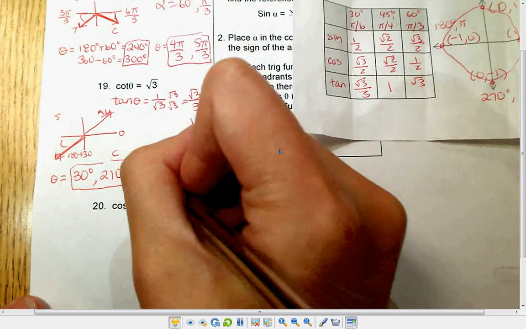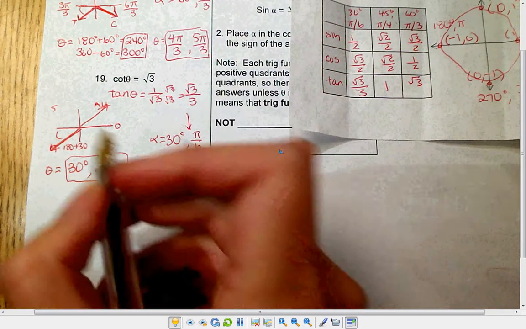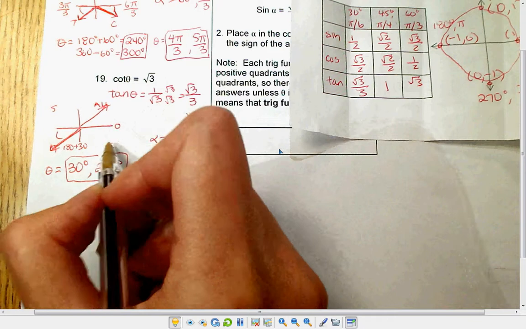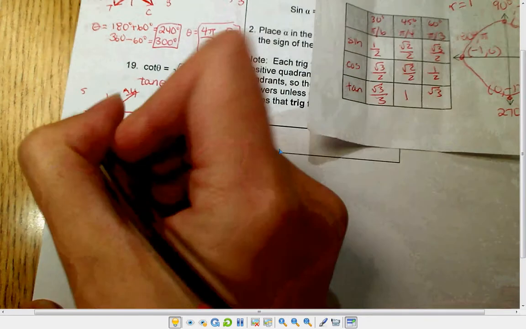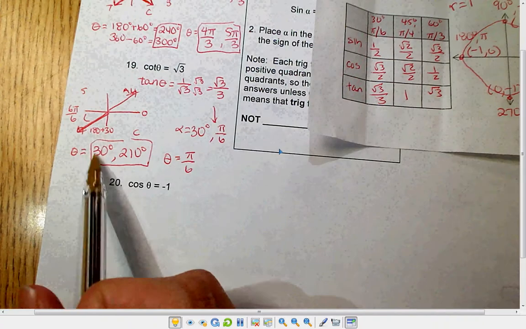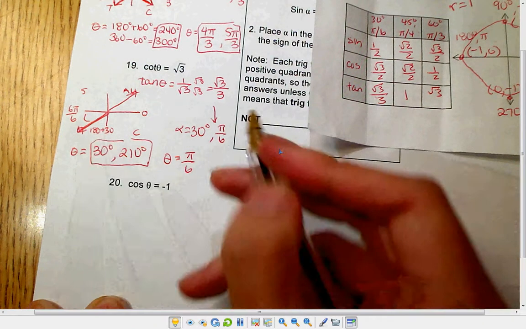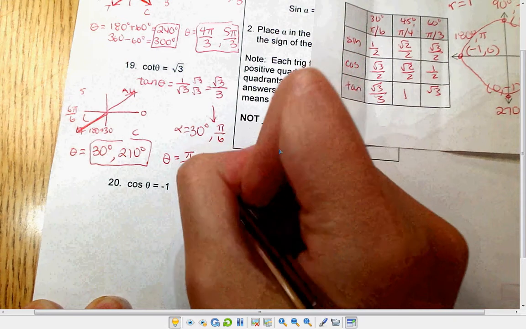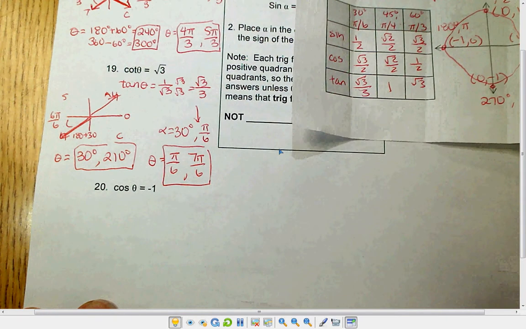And now we want to do radians. So radians is pi over 6. So again, this is just 0. So if you add pi over 6 to 0, we have pi over 6. Over here, this is 6 pi over 6, because that's just 1 pi. And so if we add 1 to 6 pi over 6, that gives us 7 pi over 6. So those are two answers in radians.